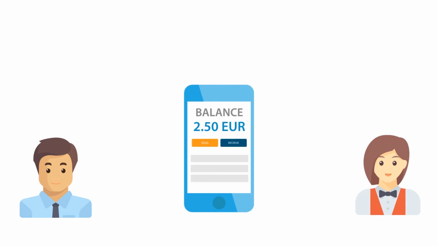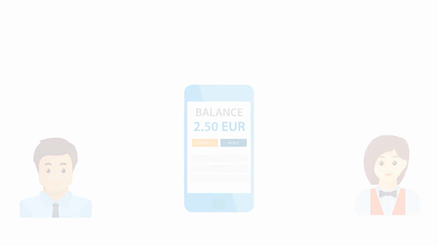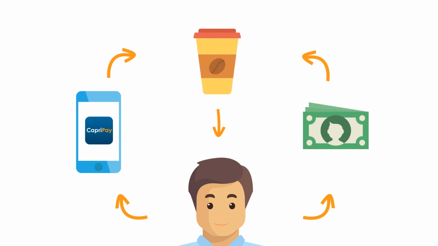So he takes out his phone, opens up his app, checks his balance, and realizes he doesn't have enough. So what happened here is that he has spent €25 on coffee last week, and he received a 10% cashback. At this point, the waiter tells the customer that it's not a problem, he can pay part in CapriPay, he can pay part in cash or credit card.